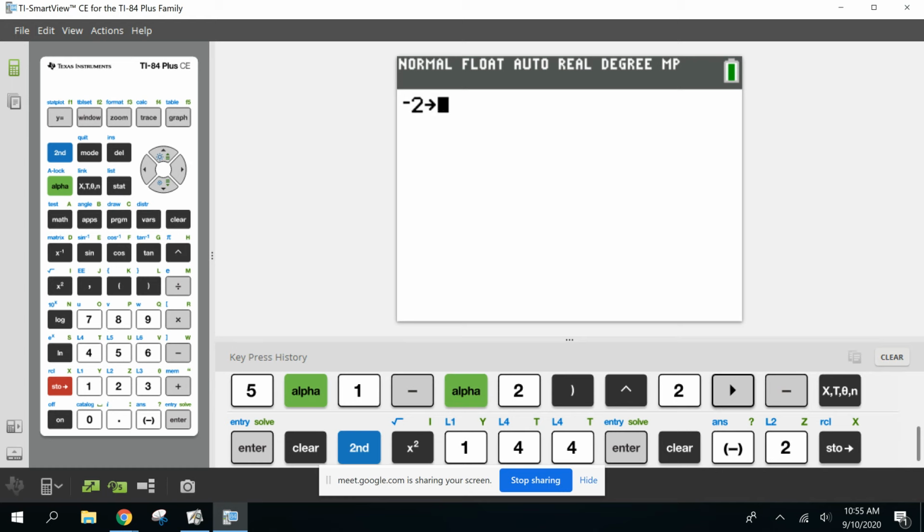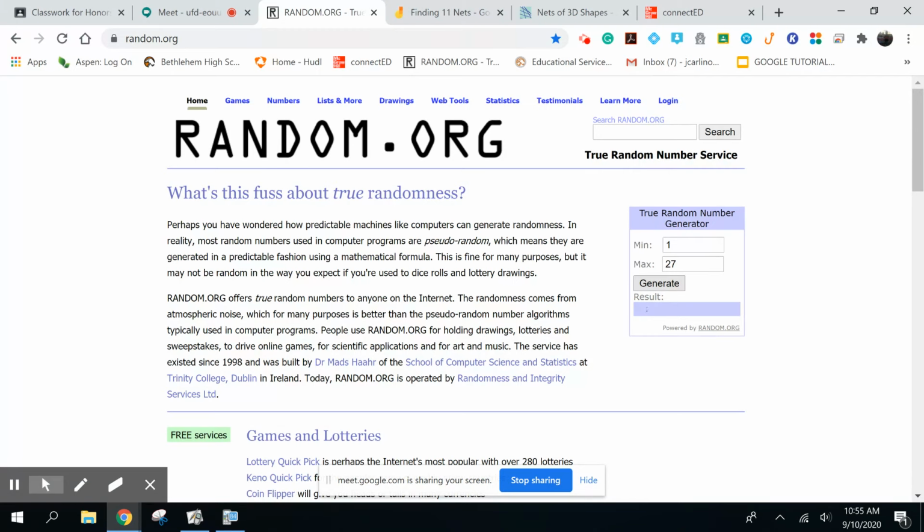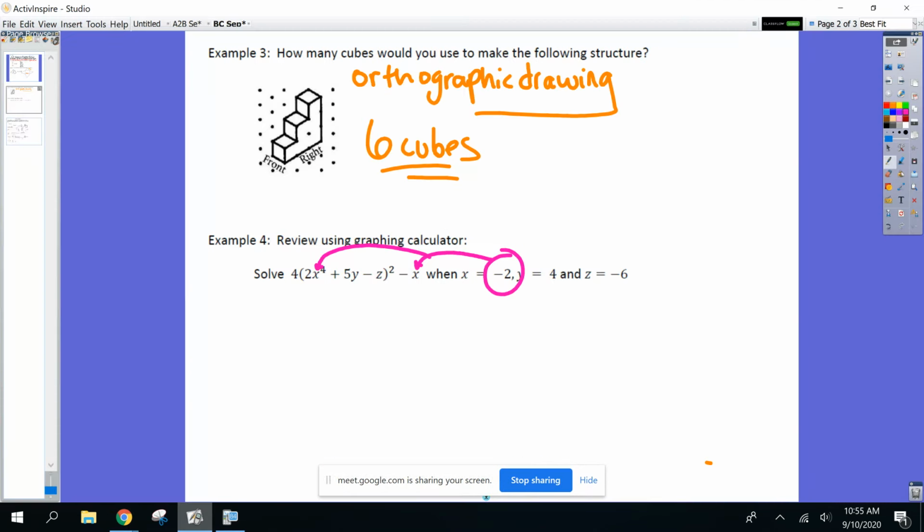Store that in for, what variable are we storing it in for? X. You can get there if you do alpha store, or you can hit the X button right next to alpha, however you did it last year to get X up there. Okay? Enter. So now your calculator is storing that in for X right now. All right, what did it ask me to store in for Y? Here you go, number 12. Lucas, back to you. What am I storing in for Y?